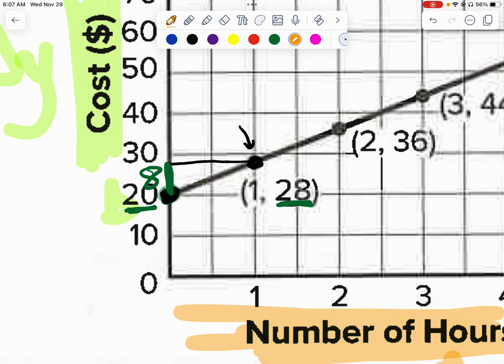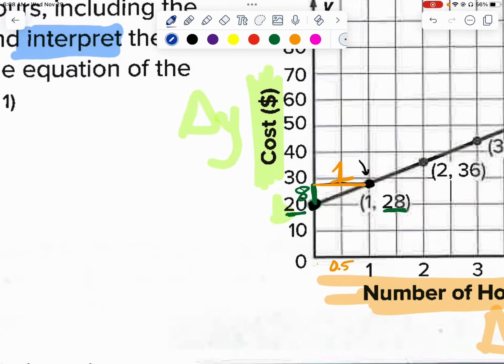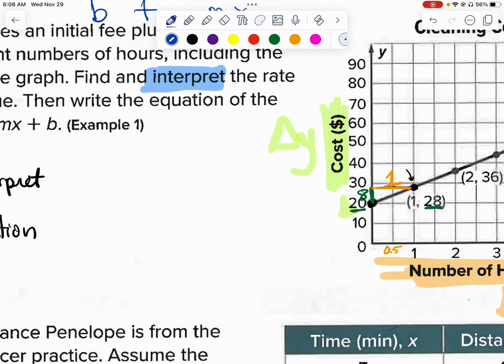Now, down here, do you notice that this is going up by halves? It's not going up by wholes. So going across right here, we went from 0 to 1. So that is 1. So our slope is 8 over 1, which is 8. Okay, so that means our slope is 8. But what does that mean? It's something per something. So the change in y always goes first.